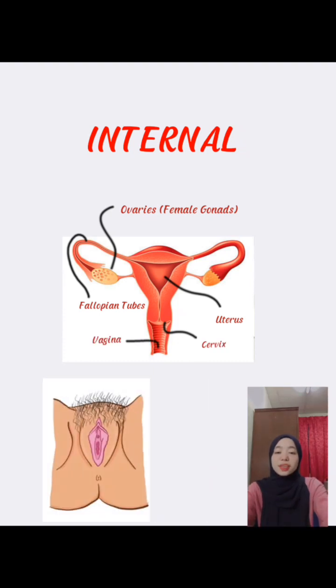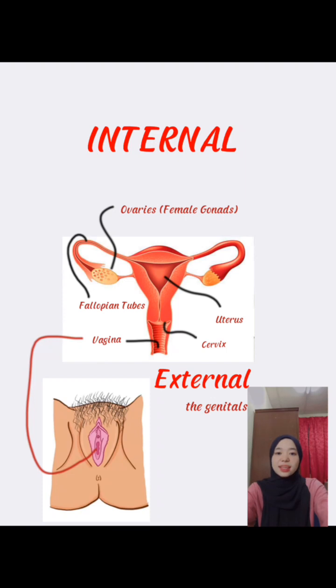At the opening of the vagina are the external sex organs, usually called the genitals, and they are in the vulvar region. They include the labia, the clitoris, and the mons pubis.